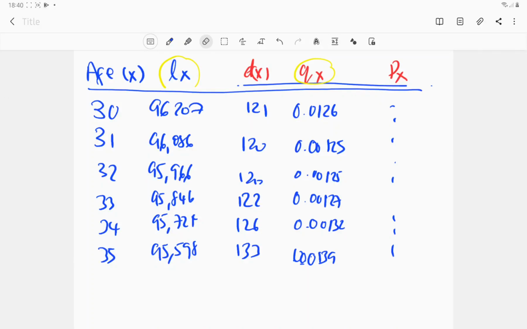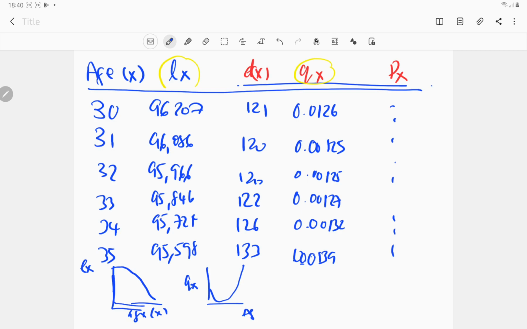Now you are able to do the plotting. You can plot age x against lx, and you get a graph of that sort. When you plot qx against age, you can have a curve which goes like that.